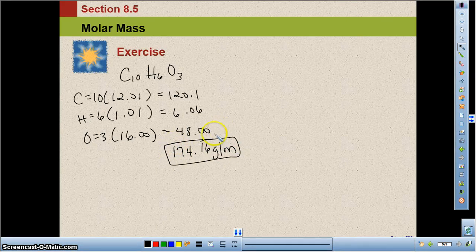Now the next question they ask is, they have a sample of 1.56 grams of pure juglone. It was extracted from black walnut husk. How many moles of juglone does this sample represent?